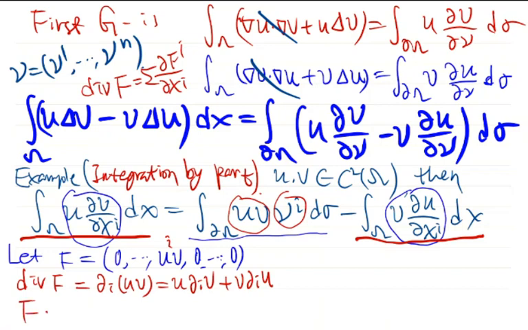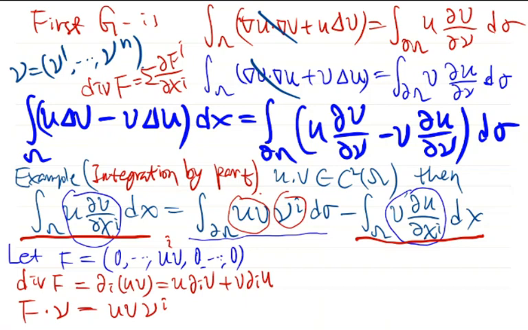Okay? And in the divergence theorem, we also need to compute the inner product of F with the unit outward normal vector. Okay? But because all the components of F except the i-th component are zero, this is just uv multiplying the i-th component of nu. Because the inner product is the sum of the multiplication of the corresponding coordinates of these two vectors. But F has only one non-zero component. So the result is that non-zero component multiplying the corresponding component of nu, that is nu_i.